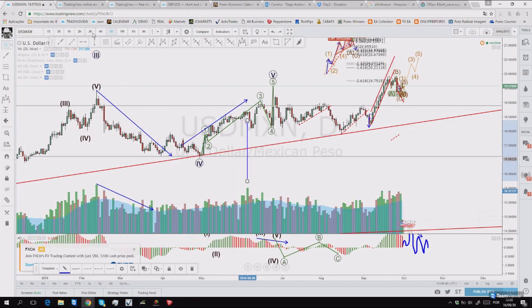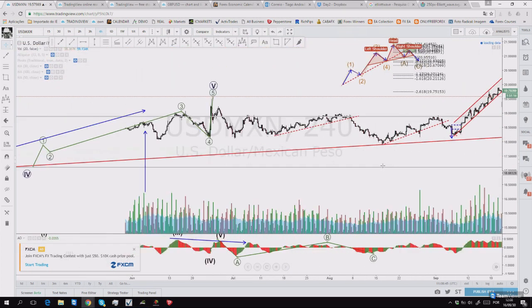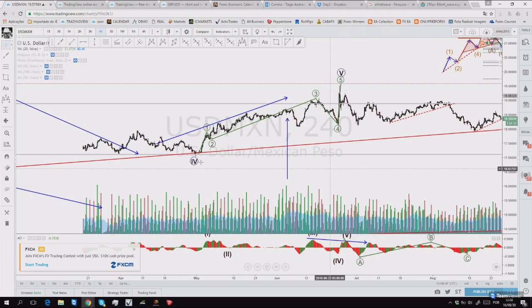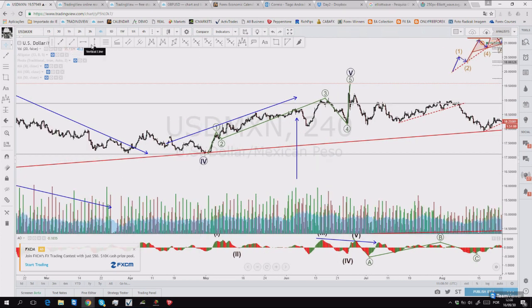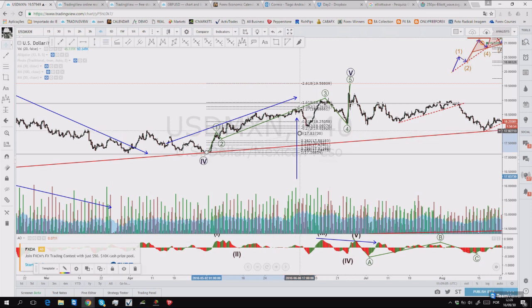Let's put it on the 4 hour and see where they covered their longs. They covered around the 227. This says 127, but it's 227 because the 127 is this one. So they cover their shorts.